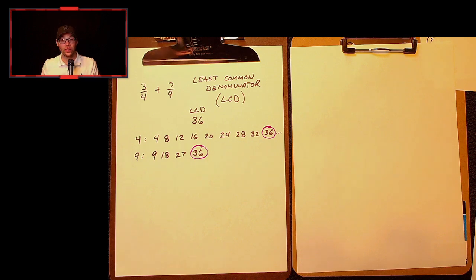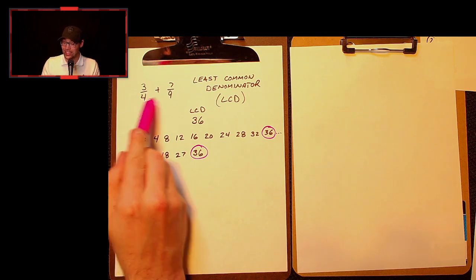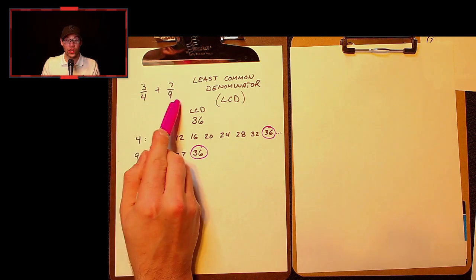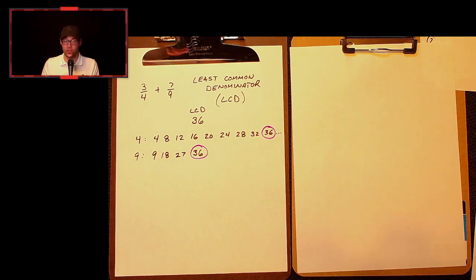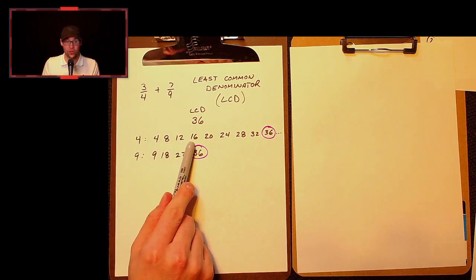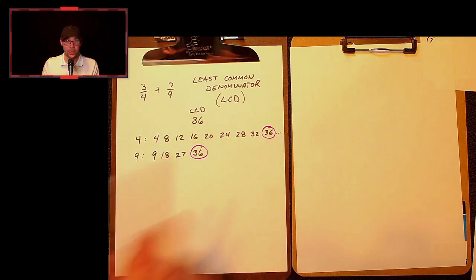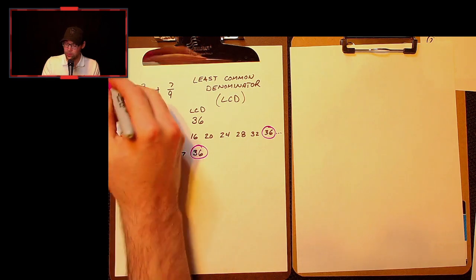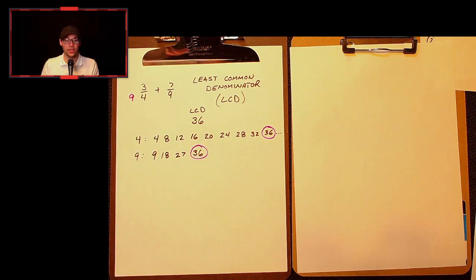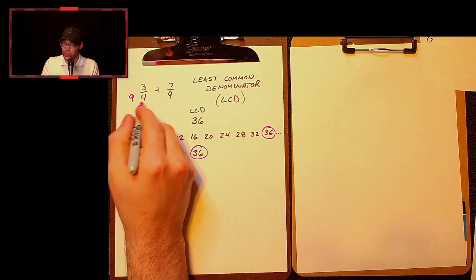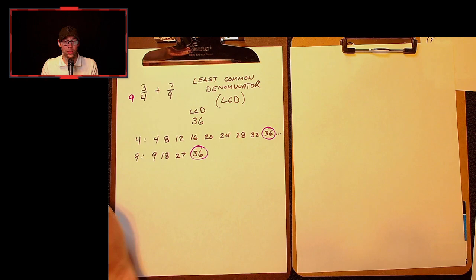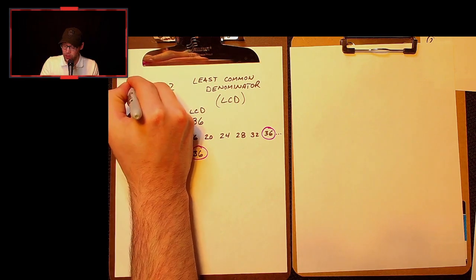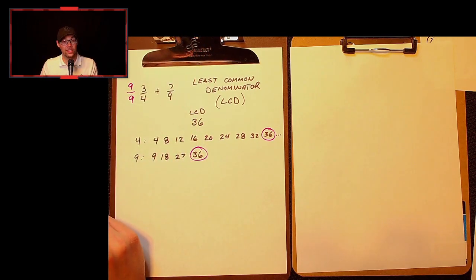Now, the reason we find the least common denominator is this is the number we want to change each of our denominators into. I want to change the number 4 into 36, and I want to change the number 9 into 36. Well, how can we do that? Well, to turn a 4 into a 36, we simply need to multiply it by 9. 9 times 4 is 36. However, we can't just multiply the denominator of a fraction. We must also multiply the numerator of the fraction by the exact same number.